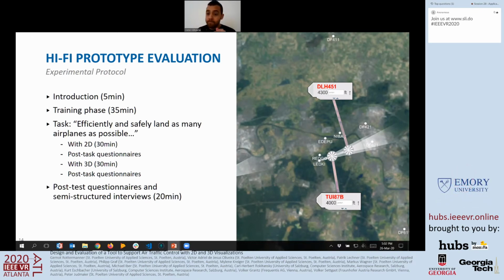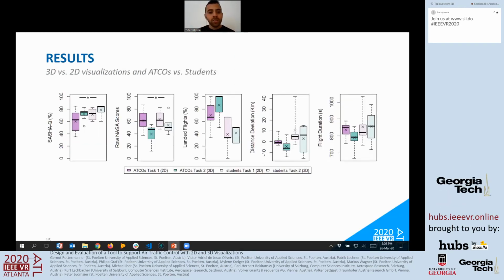And after the whole experiment, they had to answer questions about user experience and also some ad hoc questions in a semi-structured interview. The data used for this experiment was real data recorded from the Frankfurt airport from 2018. And we collected data from arrivals and departures from one day. And we used different times of that same day for the training phase and for each one of the 2 tasks.